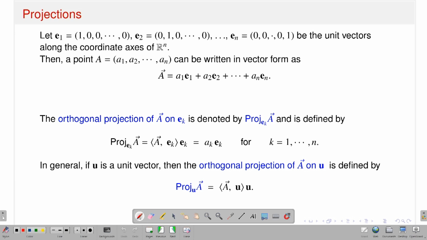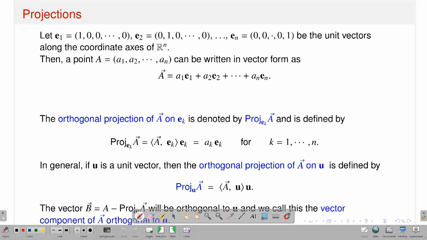So, instead of Ek, the unit vector along the coordinate axis, one can take any other unit vector also. Suppose u is a unit vector, then the orthogonal projection of the vector A on the unit vector u is defined by the dot product of A with u, with scalar multiplication of the u vector. Then the vector B, which is A minus the projection of A on u, will be orthogonal to the vector u, and we call this the vector component of A orthogonal to u.